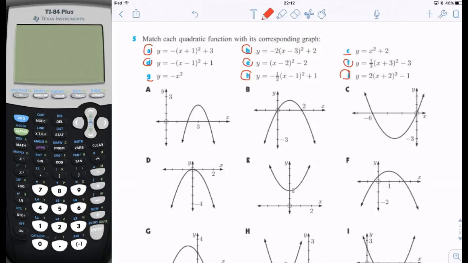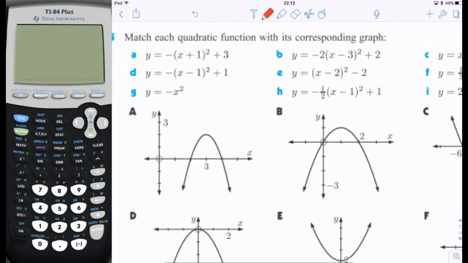Okay? So what we're going to do first is identify the coordinates of the vertex for each one of these. So for example, this one here, the vertex coordinates are going to be -1, 3. How did I know that? Because this is x minus a -1, because the standard form is x minus h, and this is the k, which is 3. Okay? Let's do the next one.